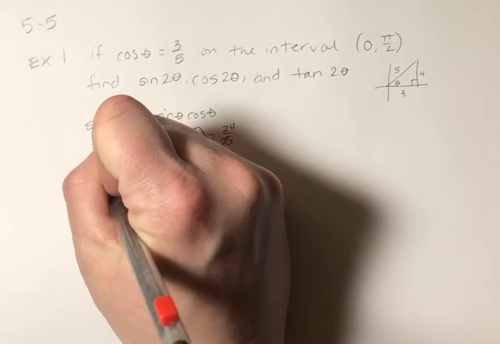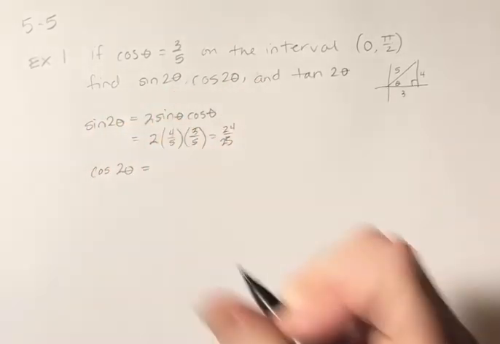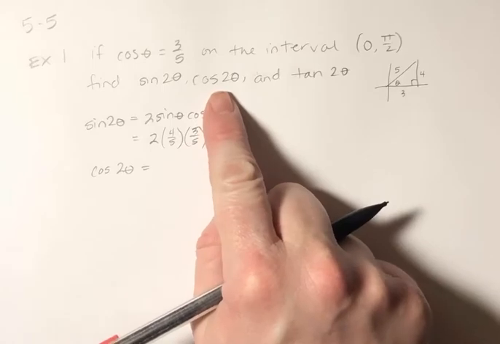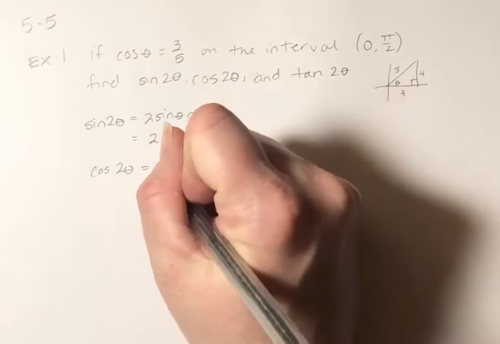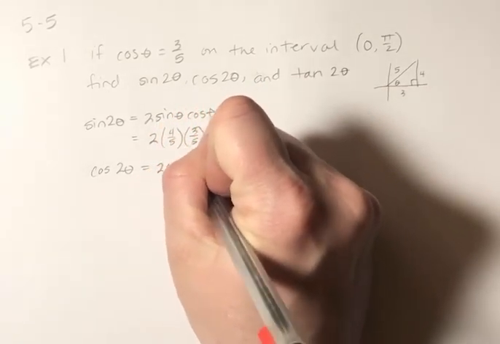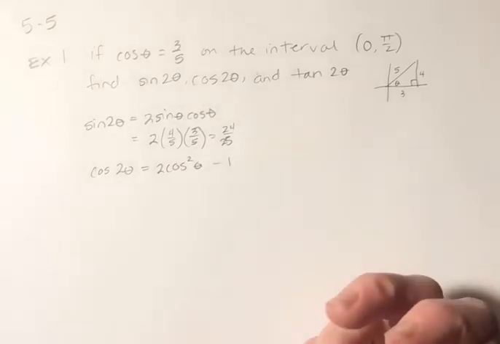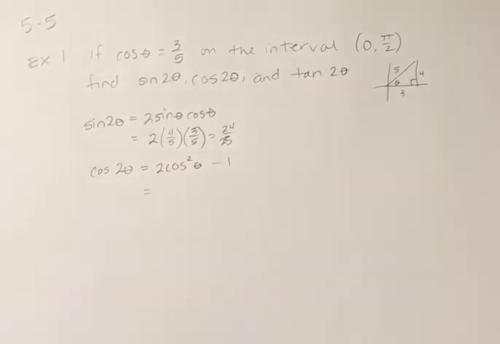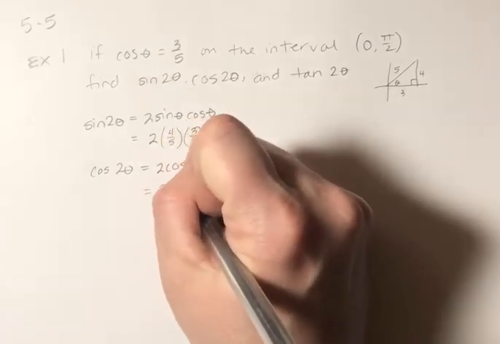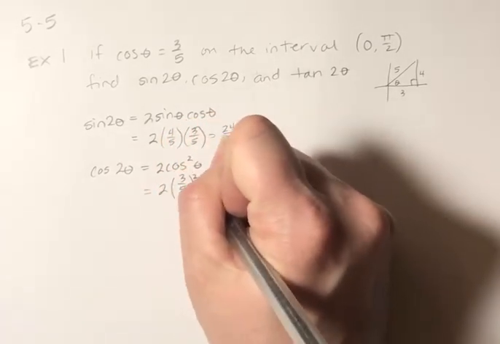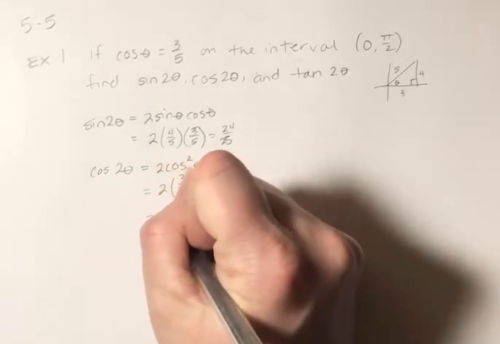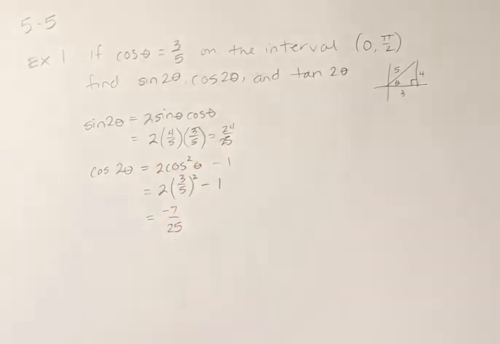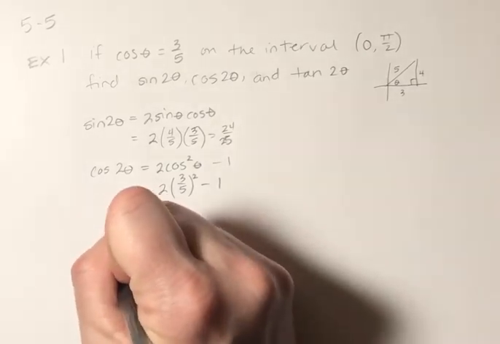All right, cosine of 2 theta. Now, I have 3 choices on my identity sheet. Because they gave me cosine of theta, I'm just going to use the 2 cosine squared of theta minus 1. It doesn't matter which one I use. So I have cosine of theta is 3/5, and I'm going to have to square it. So this is 9/25 times 2 is 18/25 minus 1 is a negative 7/25.